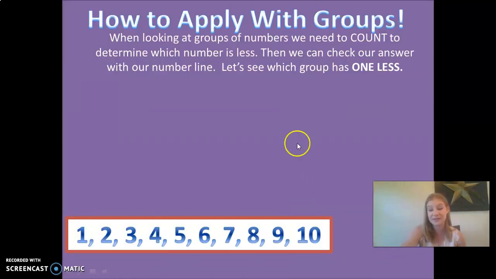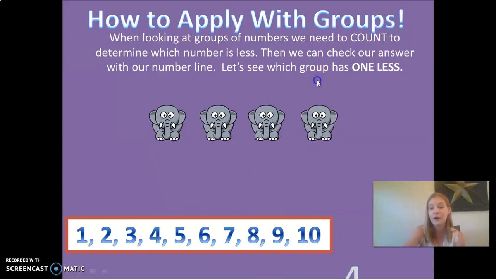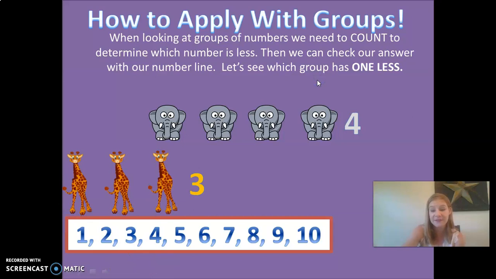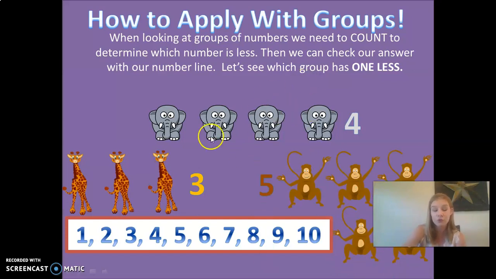So let's try it with groups now. So I have 1, 2, 3, 4, 4 elephants, 1, 2, 3, 3 giraffes, and I have 1, 2, 3, 4, 5, 5 monkeys. We want to know which group, the giraffes or the monkeys, has one less animal than our group of elephants, which is 4. So we're going to look on our number line. The 4 is the elephants. That's why this arrow is gray. That represents our group of elephants. And I know that I had 3 giraffes and I had 5 monkeys.